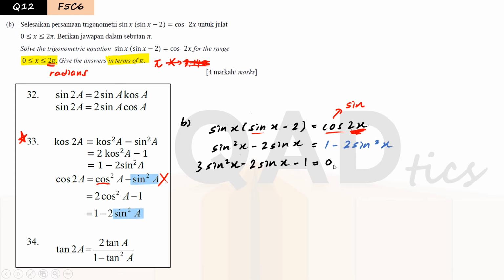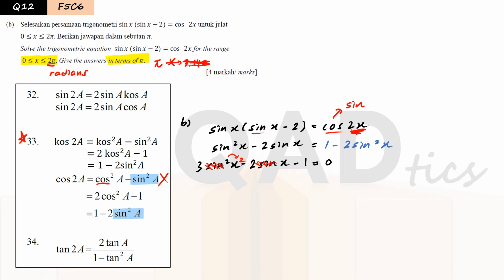Alright, so if you see this equation closely, it is actually a quadratic equation. It's just that now the x is a trigo function, right? Sine x. Because if you remove the sine, and I move the square here, it's 3x squared minus 2x minus 1. It's actually a quadratic equation.